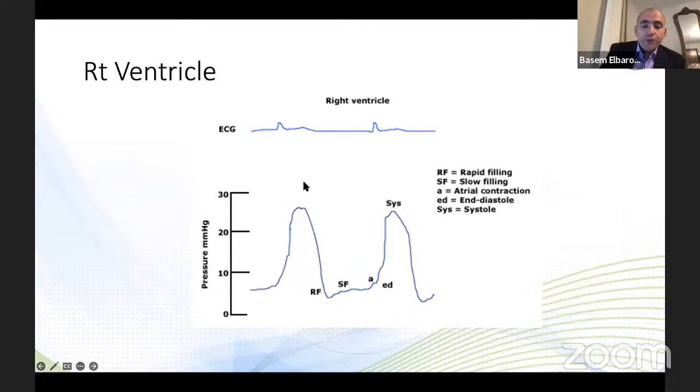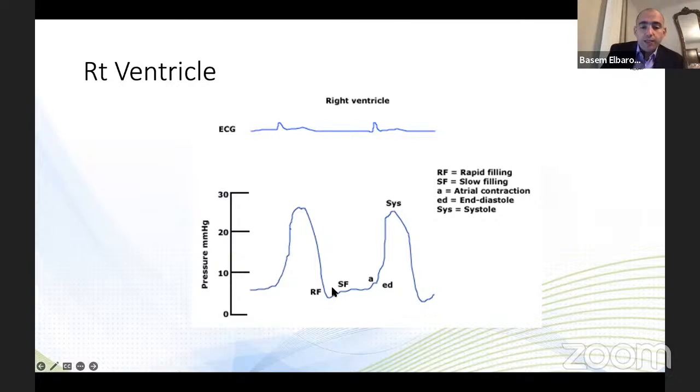This is the right ventricular pressure. Right ventricular pressure is similar to the left ventricular pressure, except it's at a much lower scale. Notice the scale here is from 0 to 30, while if we were measuring the left ventricular pressure, the scale would be from 0 to 200. You have systole, contraction, and then diastole, relaxation.